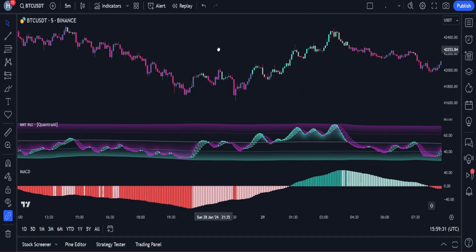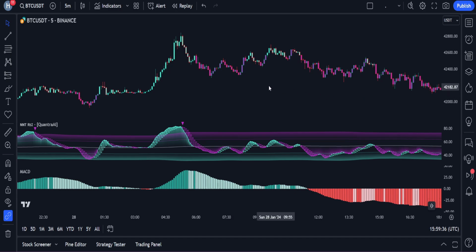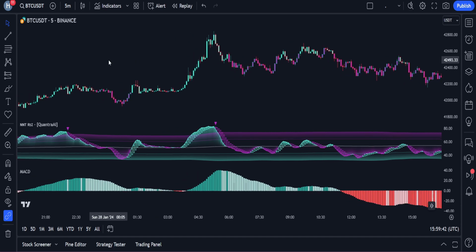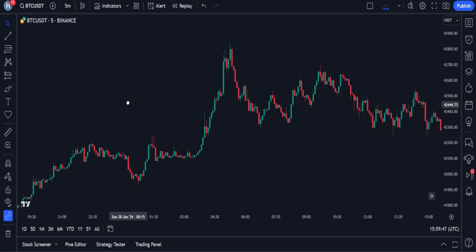So this is how your chart should look when you are done setting up the indicators. I'm going to be using a Bitcoin chart on a 5-minute time frame to explain this strategy. So first of all, I'll quickly remove these indicators from the chart so I can explain everything from the beginning.